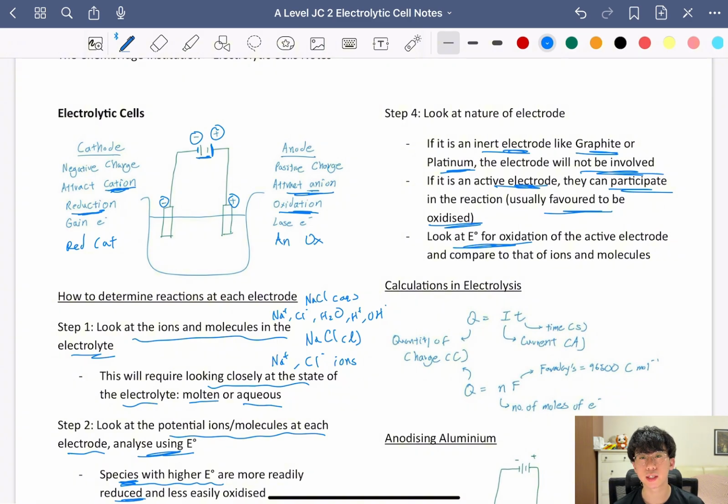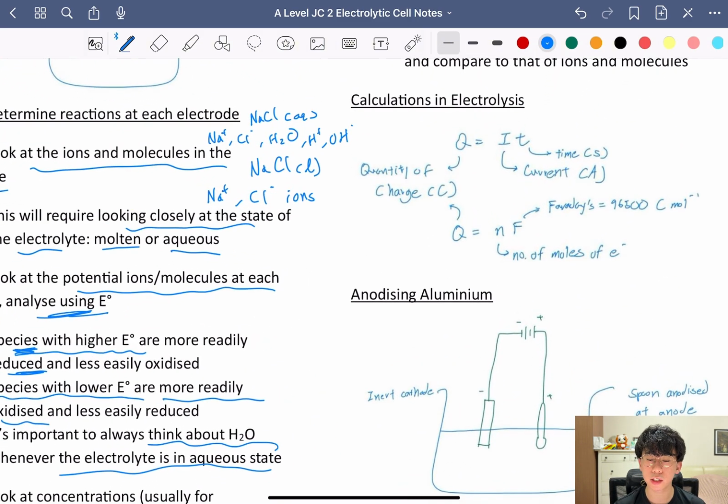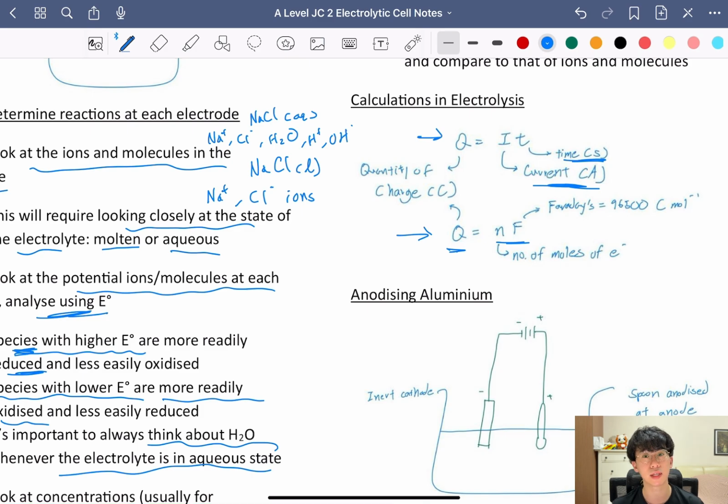Next, we move on to calculations in electrolysis. So in calculations, you just want to know about two equations over here. Q equals It and Q equals nF. Q is the quantity of charge, and I is the current, and t is time in seconds. So taking note of these units is very important to get the correct units. And Q also equals nF, where n is the number of moles of electrons going around in the circuit. Usually you'll get this number of moles by balancing the two half equations at each of the electrodes. And F is Faraday's constant. Most of the time, you don't need to work out what Q is. Rather, you can just say that nF equals It, or It equals nF, vice versa.